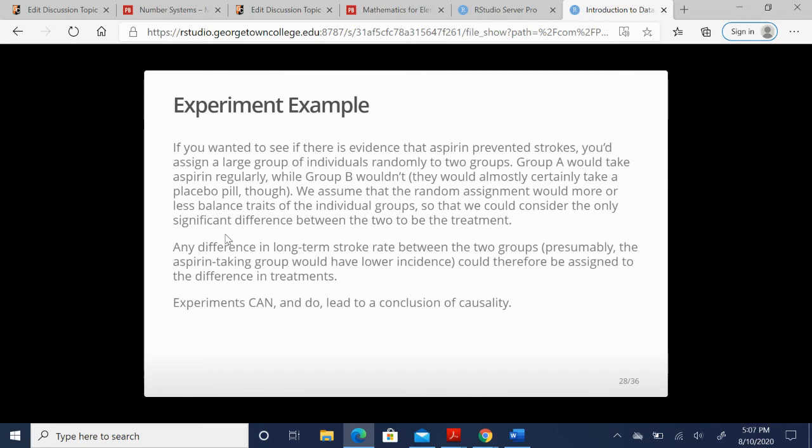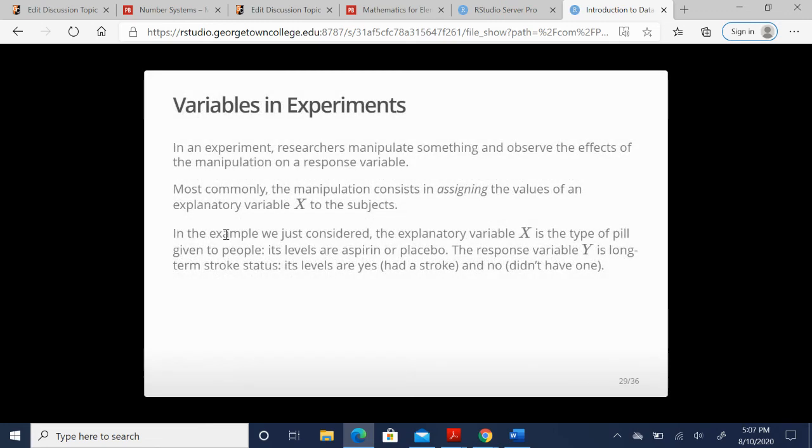Any difference would show up in the long-term stroke rate. So if we monitored these people and found that we had more strokes in one group or the other, the only thing it could logically be attributed to would be the difference in the treatment, the aspirin, because we've made sure that's the only difference between the two groups. Experiments can and do lead to a conclusion of causality. If we do an experiment, we can determine that one thing is definitely the cause of the other. Variables in experiments: researchers manipulate something and observe the effects of the manipulation on a response variable. Most commonly, manipulation consists of assigning the values of an explanatory variable to the subjects.